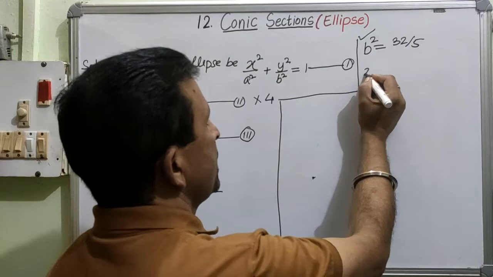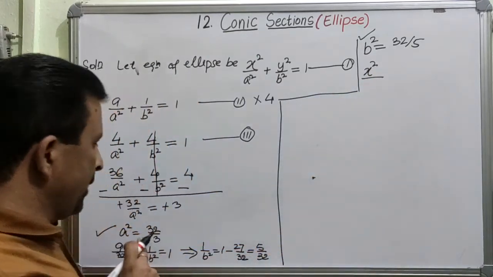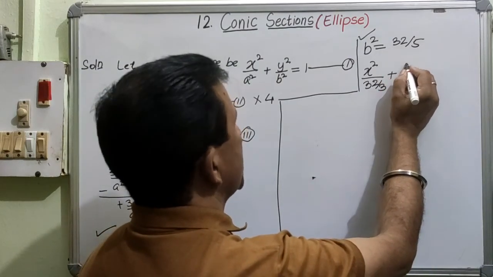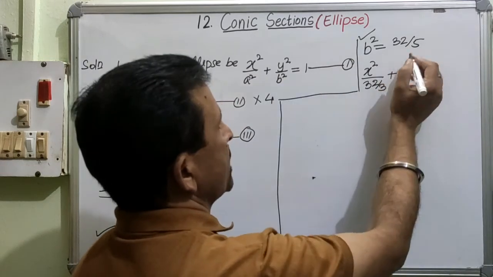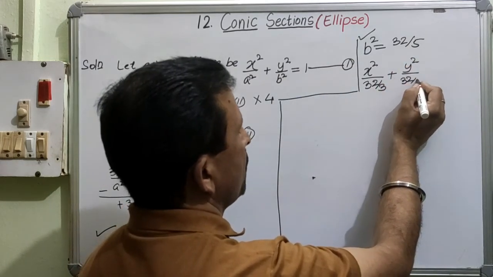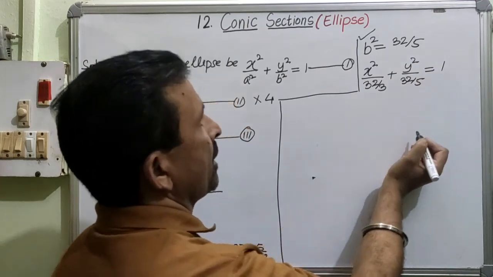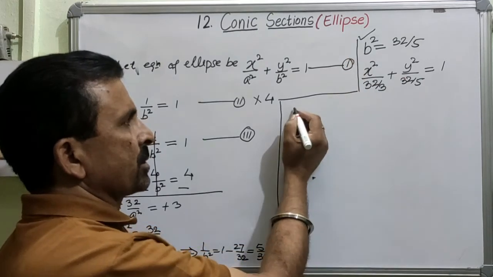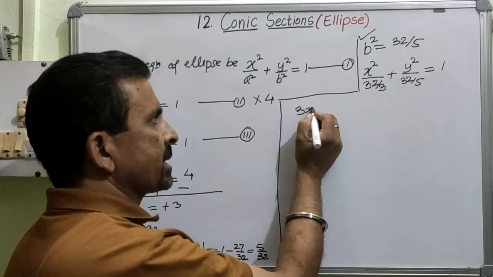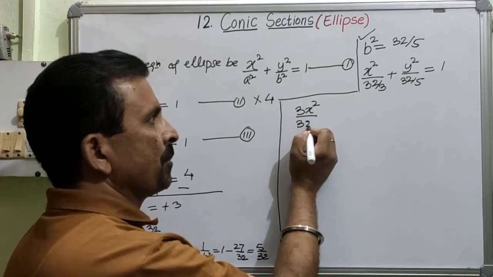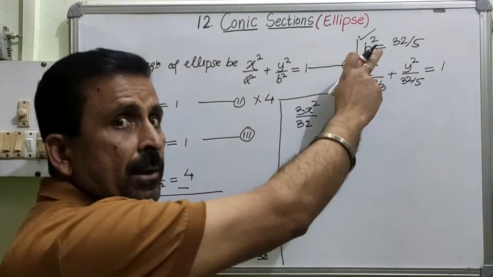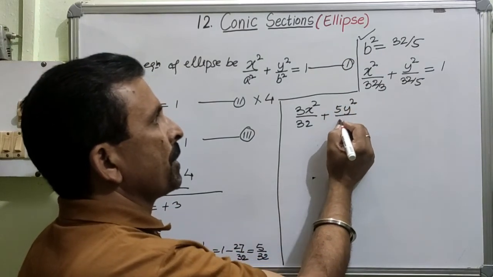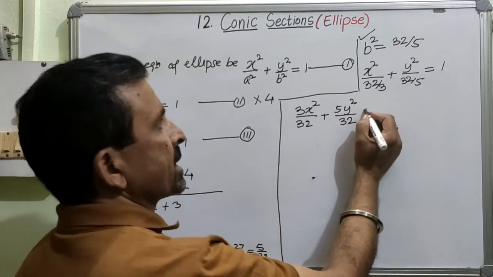So let us do that. x square over a square, and we calculated a square as 32 over 3. So this is 32 over 3, then y square over this b square, which is 32 over 5. And on this side we have only 1. Now let us simplify. First of all, this number will flip, it will go upside down. So 3 will go up and 32 will remain down. So this term will reduce to 3x square divided by 32. Right? And similarly, this number also will flip upside down. This will reduce to 5y square over 32. Right? And on the right hand side, we are left with 1.